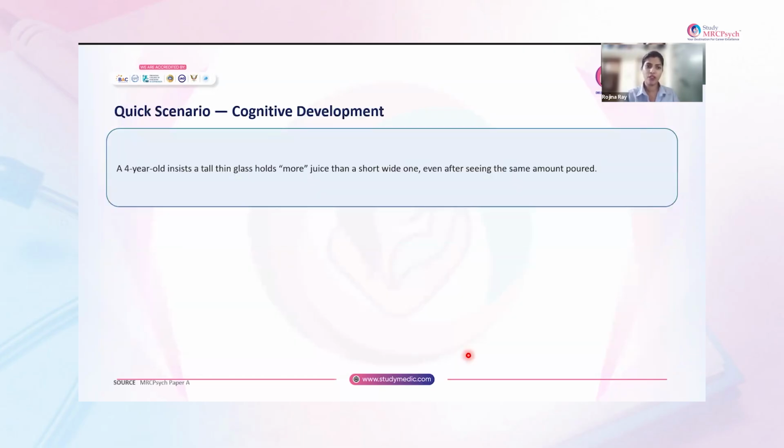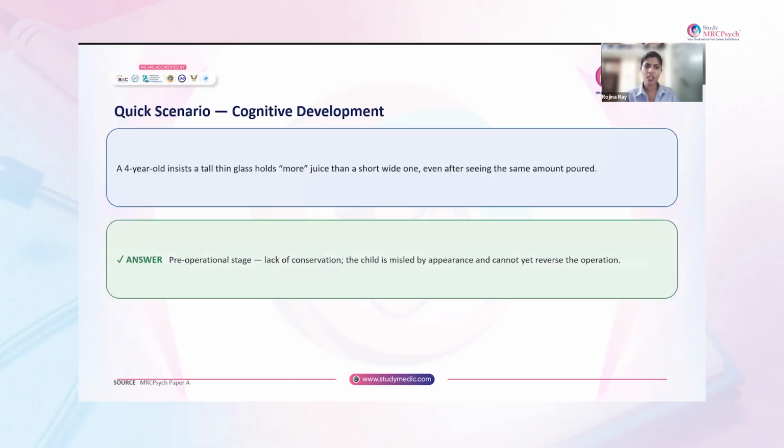Now there's a quick scenario for you. A 4-year-old insists that a tall, thin glass holds more juice than a short, wide one, even after seeing the same amount being poured. So what is happening here? There is no conservation. He doesn't understand the concept of conservation. Which conservation develops in which stage? Concrete operational stage. So this is the pre-operational stage. The answer is pre-operational stage, where there is lack of conservation. Here the child is misled by the appearance and cannot reverse the operation.